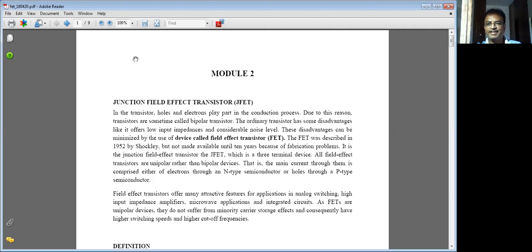Sorry, a junction field effect transistor. Junction: if two layers meet, there will be a junction in between the two. If these are the two layers, here there will be a junction. Field means electric field. Because of that electric field, there will be a current flowing in the transistor.